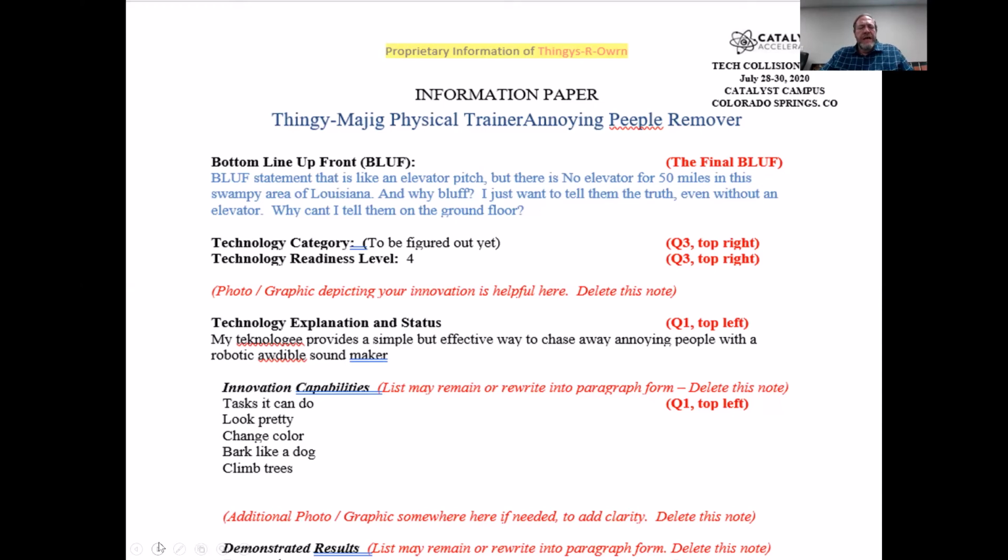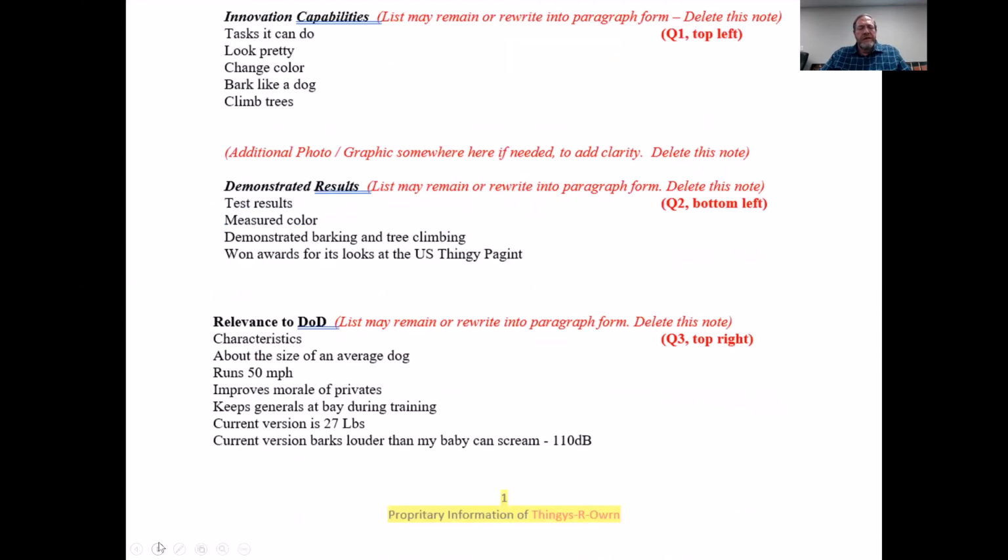So we're down here at innovation capabilities. That's the bullet point list at the end of quadrant 1. This is basically what the technology will do in general, and what makes it unique, what makes it stand out. Then we go on down to the next section, which is demonstrated results. This section is from quadrant 2 underneath that. This is where we talk about what's already been demonstrated, what's already been done, and a little bit about the company if you want to add that. So we're going to bring that in here.